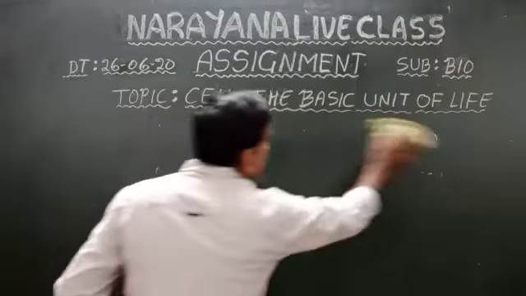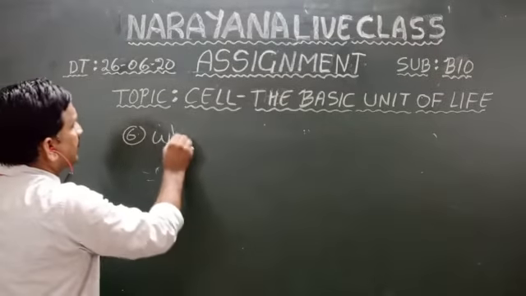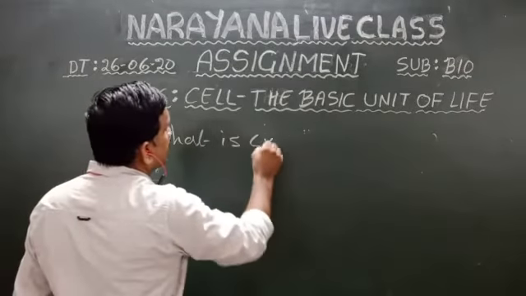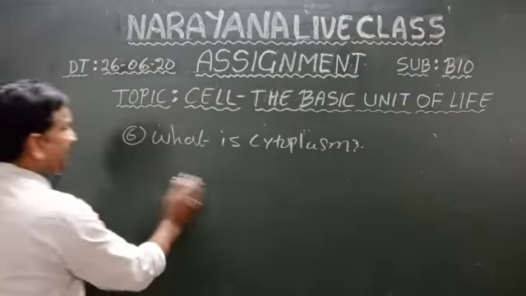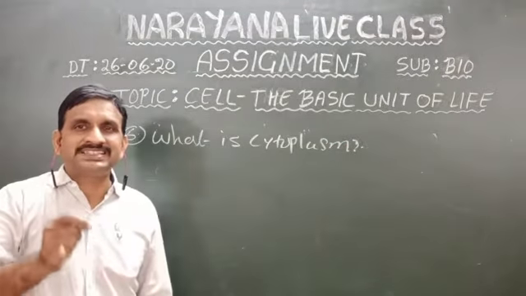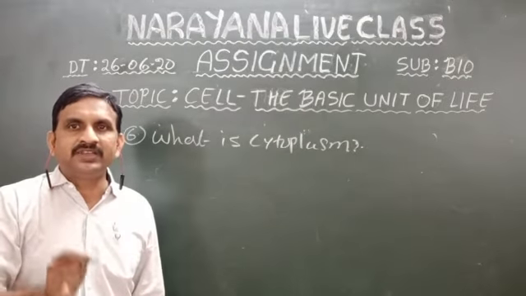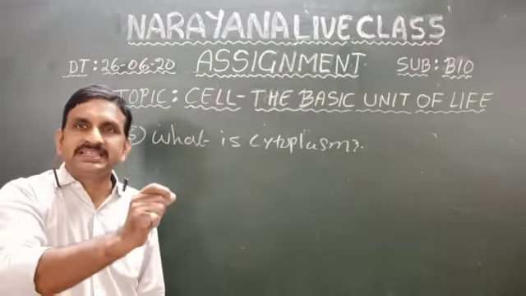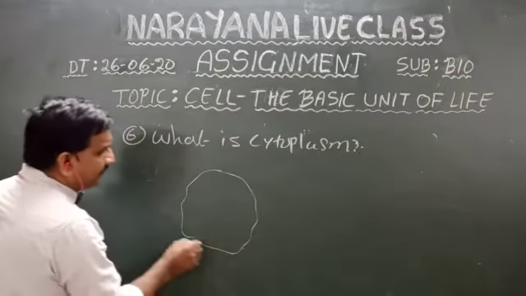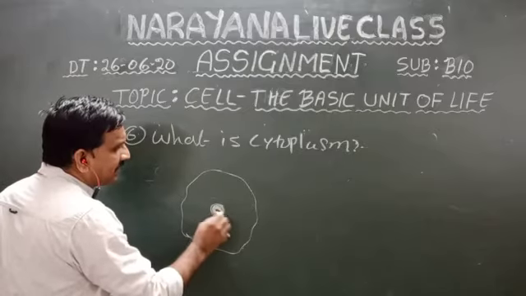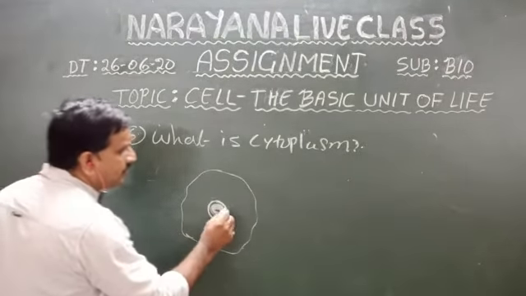Next one, question number 6. The sixth question is, what is cytoplasm? Here, the cytoplasm is the jelly-like substance located between the nucleus membrane and the cell membrane. Understood? Once look at the board, this is the animal cell. Here the nucleus is located at the center of the cell. This is the nucleus membrane.